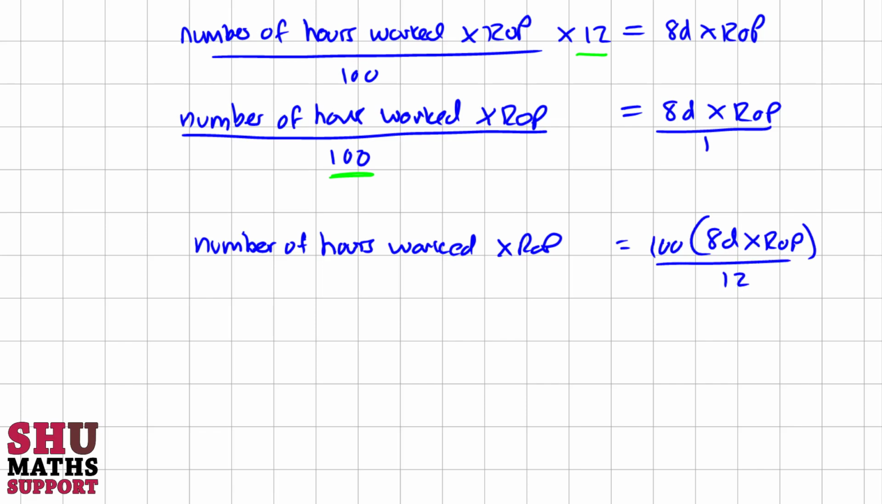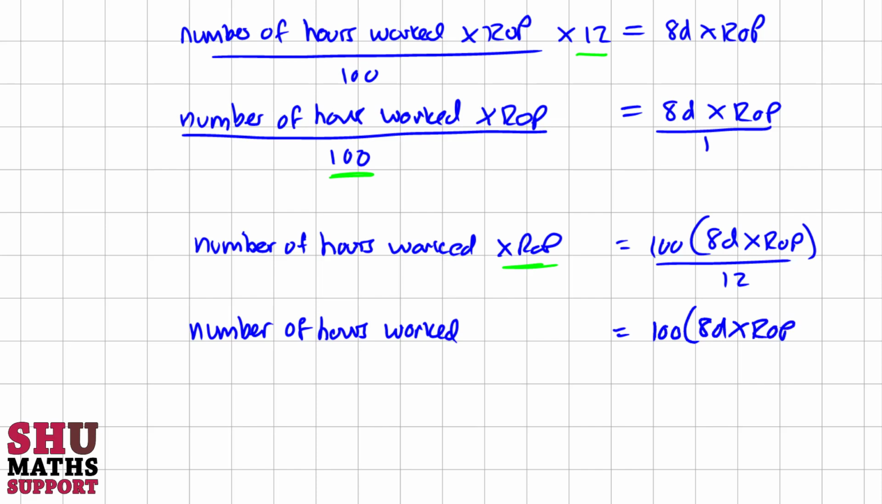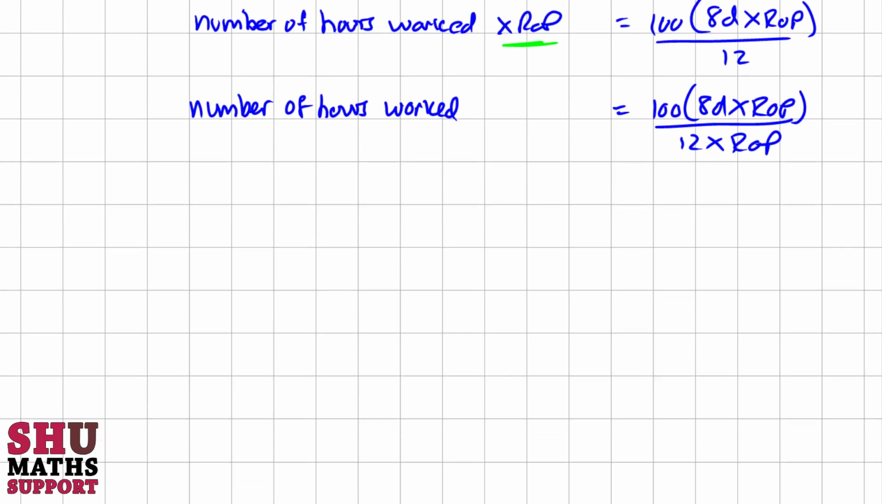And then lastly we need to remove the rate of pay from the left-hand side, so if we divide both sides by the rate of pay, that would leave us with the number of hours. So we have the number of hours is equal to 100 times by 8d times by the rate of pay divided by 12 times the rate of pay. So now we have an equation that's in terms of the number of hours worked.